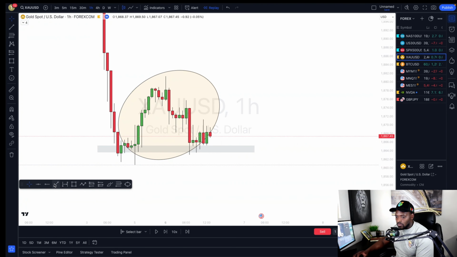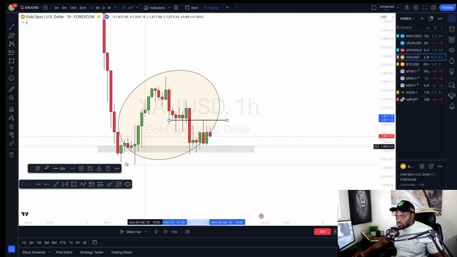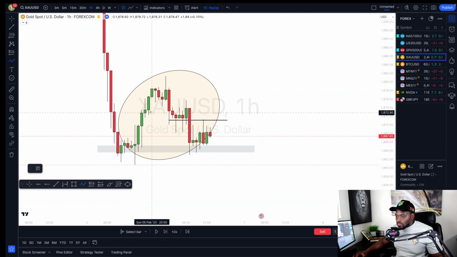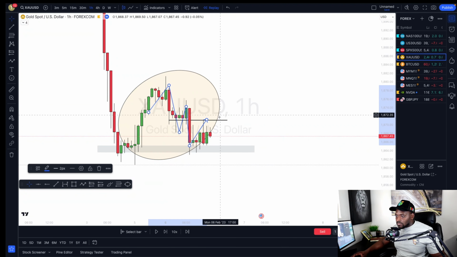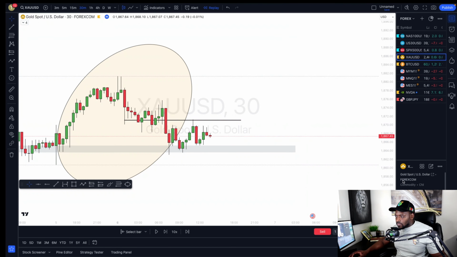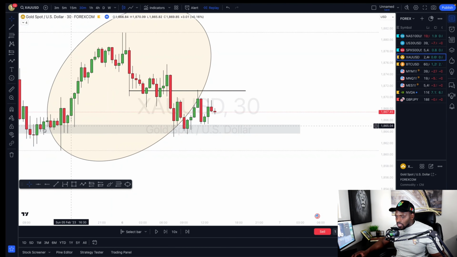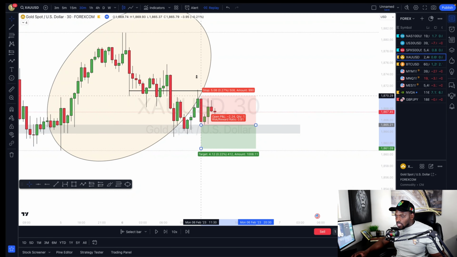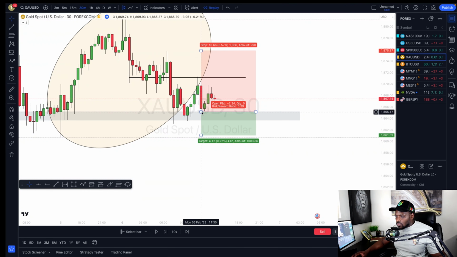But what do we see? Structure having been created, and then broke, and now retested, and now rejecting. Now rejecting. It's being held up by this support. But let's say you took your entry, and this is like a 100 pip stop, so I don't know if you want to do that, right?